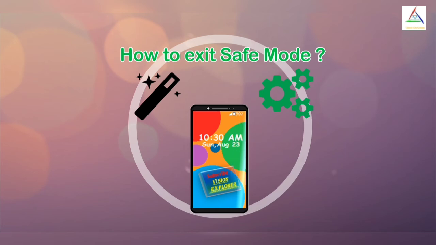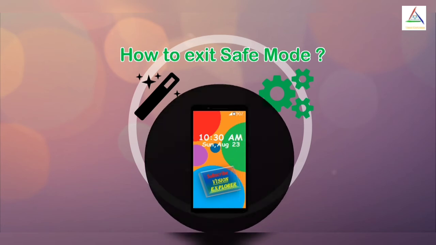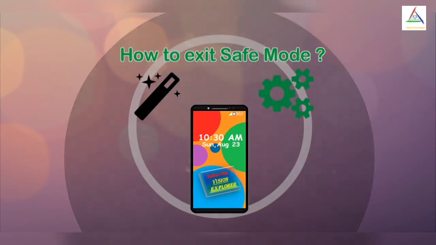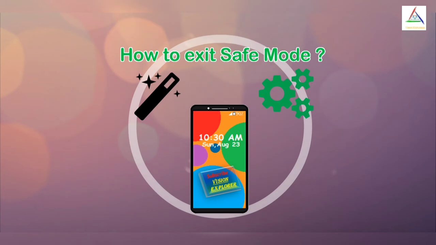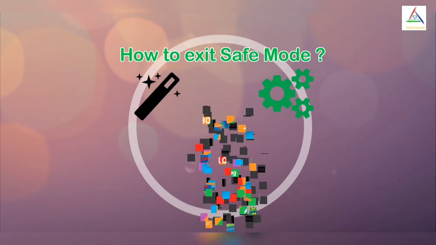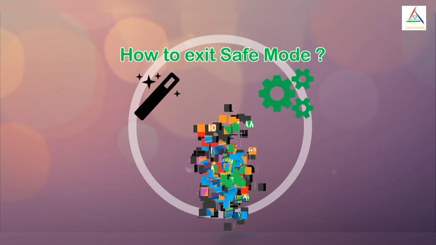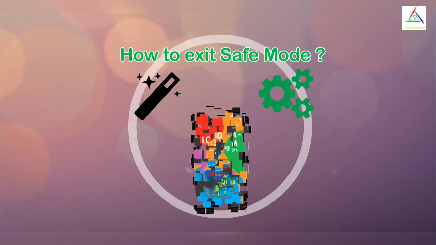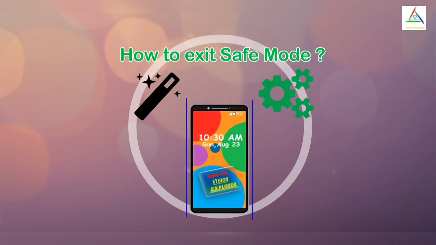The other method to disable safe mode is to go to the notification bar, where there will be a message: safe mode is on, tap here to turn safe mode off. Click on that and the phone will restart in normal mode. This method is not available for every Android device, but some devices follow this method also.